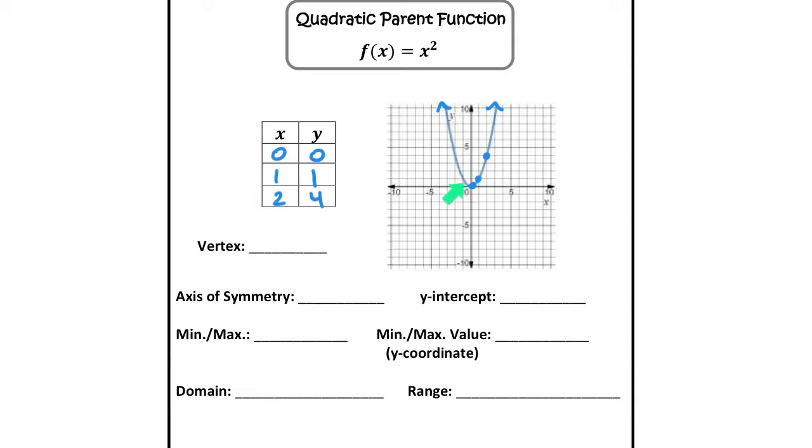And so if we go the other way, it's (-1, 1), (-2, 4), because anything that's squared becomes positive, right? And then we have the vertex, which is this point right here. The location of that point is (0, 0). The axis of symmetry is the line that you could think of as dividing the quadratic function in half, creating a mirror image. So this axis of symmetry is x equals 0.